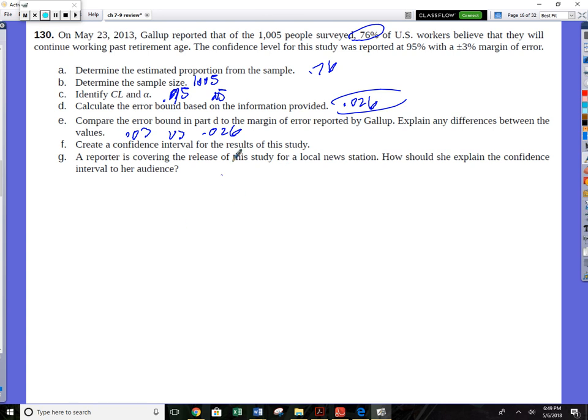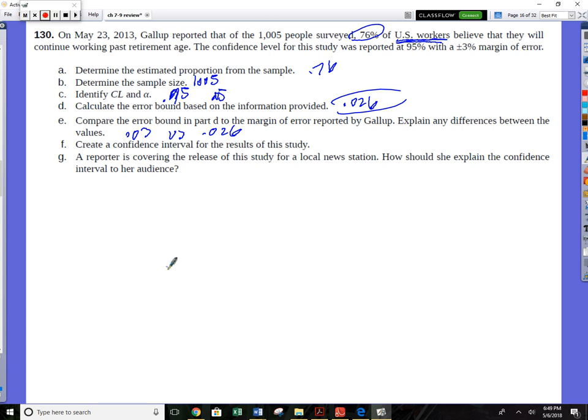So, we just got a sample. We're going to use this sample to estimate what the true proportion of the population is. So we talked to 1,005 people. The true proportion would be all U.S. workers across the entire U.S. So that's millions and millions and millions. Our sample's kind of small compared to that, 1,005, but we're just using this sample to estimate what the true proportion would be.